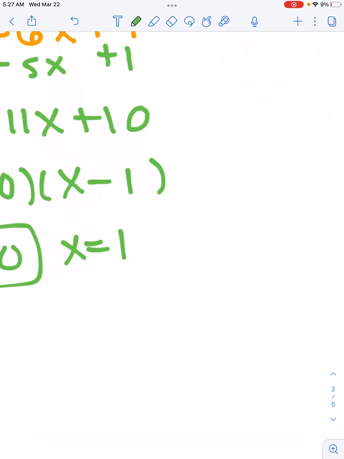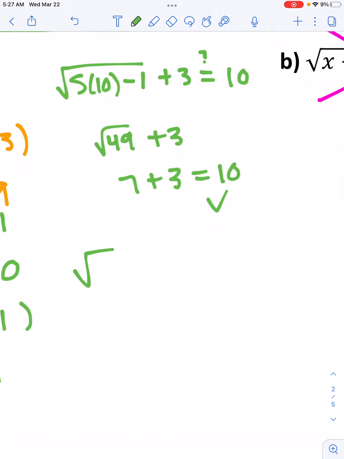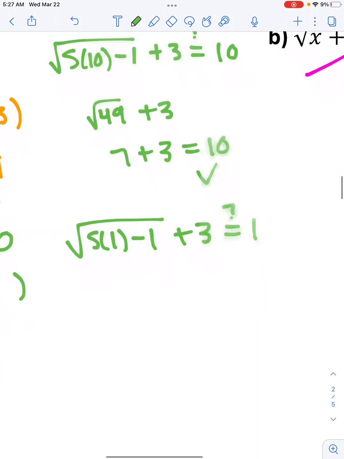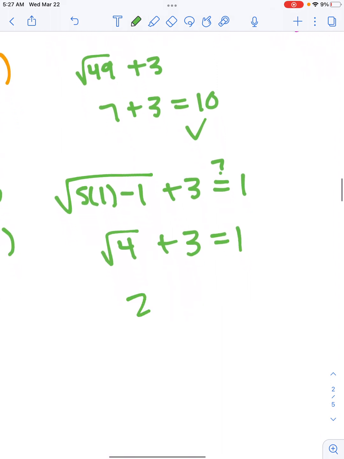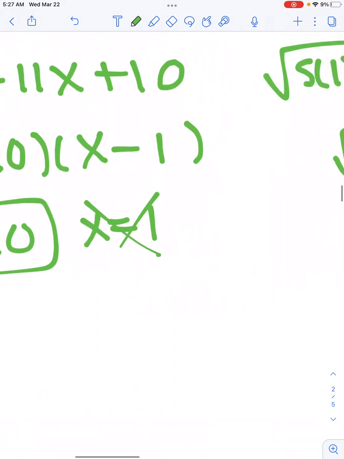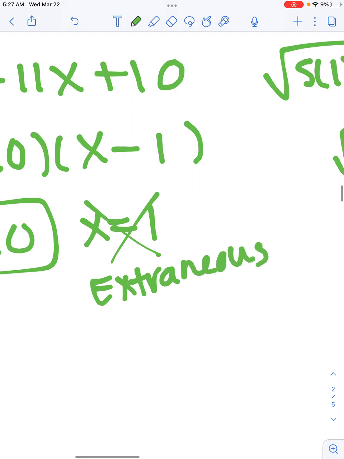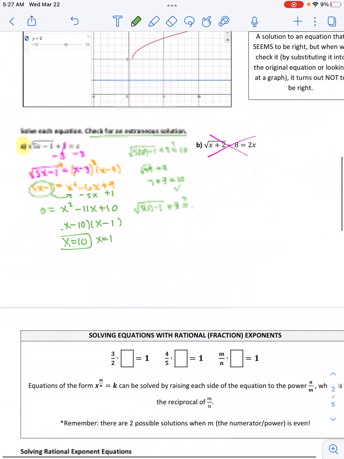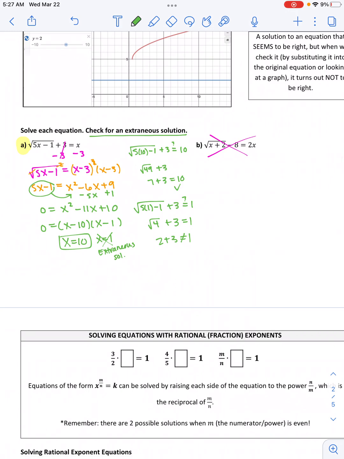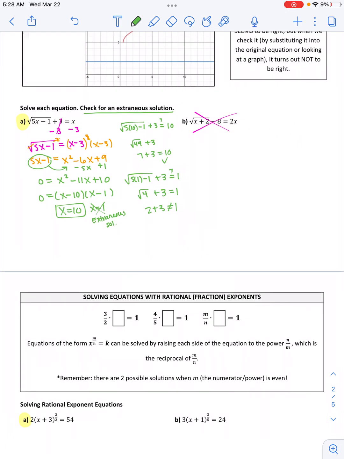And I'm going to try 1, the other solution in there. So 5 times 1 minus 1 plus 3. Check in, does that equal 1? So x again. So 5 times 1 is 5 minus 1 is 4, the square root of 4 is 2, plus 3. And 2 plus 3 does not equal 1. So this is an extraneous solution, so we throw it out. All right, so that equation only has one actual solution, x equals 10.